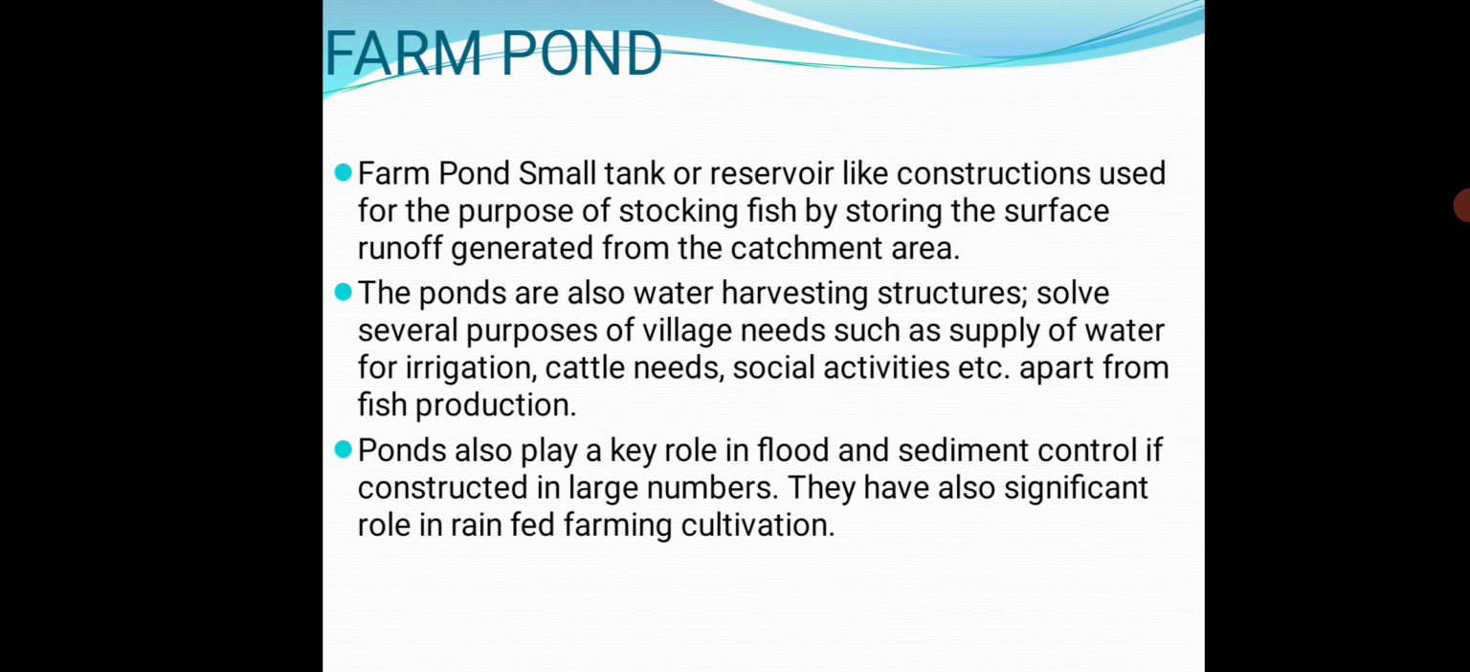Next topic is farm pond. Farm pond is a small tank or reservoir-like construction used for the purpose of stocking fishes by storing the surface runoff generated from the catchment area. The ponds are also water harvesting structures, solve several purposes of village needs such as supply of water for irrigation, cattle needs, social activities, etc.